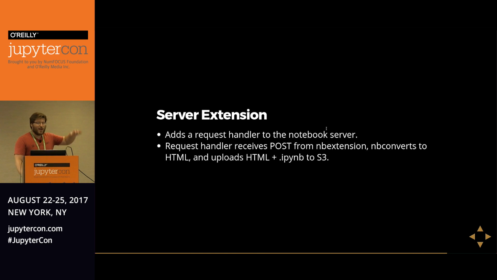So the server extension adds a new request handler to deal with those posts. That handler essentially receives a post that says, hey, user X wants to share this notebook. And the request handler does two things. It uses nbconvert, which is a library that comes as part of the Jupyter ecosystem, to convert the notebook into HTML so that we can show people previews of the notebooks. And then it uploads the HTML and the .ipynb file to S3.